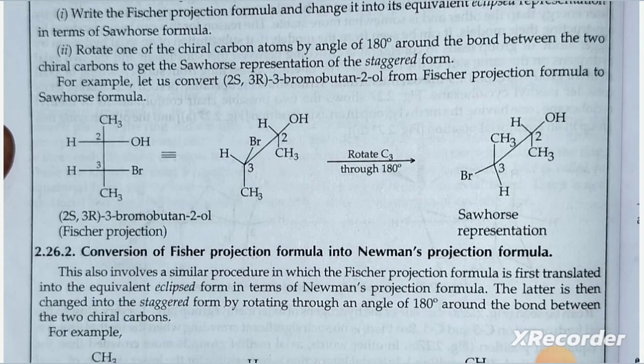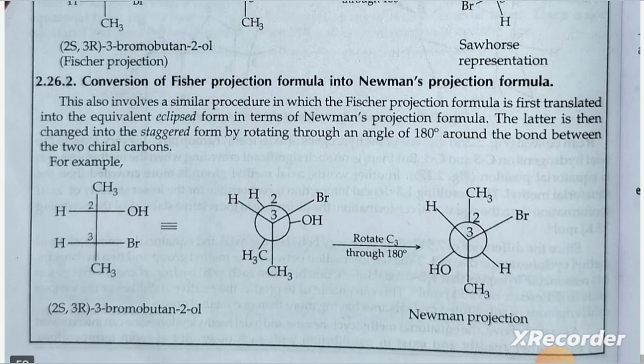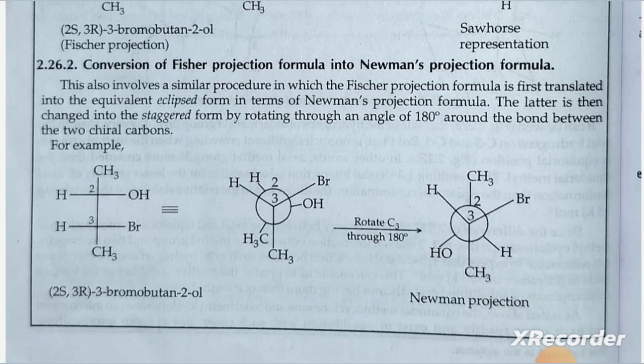Second is the conversion of Fischer projection formula into the Newman projection formula. This also involves a similar procedure in which the Fischer projection formula is first translated into the equivalent eclipsed form in terms of Newman's projection formula. The latter is then changed into the staggered form by rotating through an angle of 180 degrees around the bond between the two chiral carbons. For example, 2S,3R 3-bromobutan-2-ol converted into Newman projection.